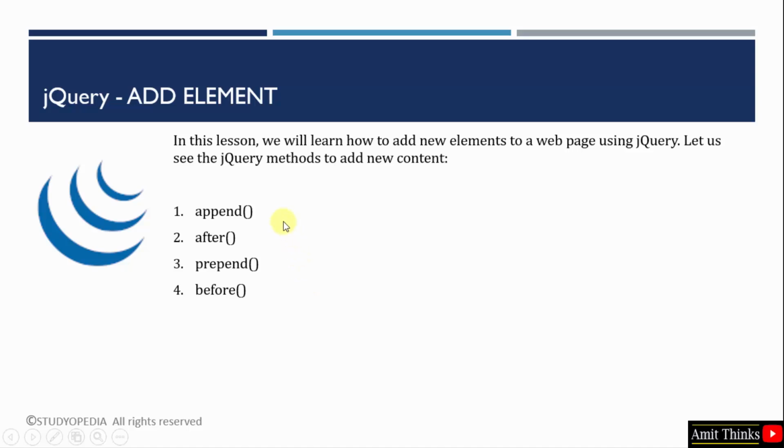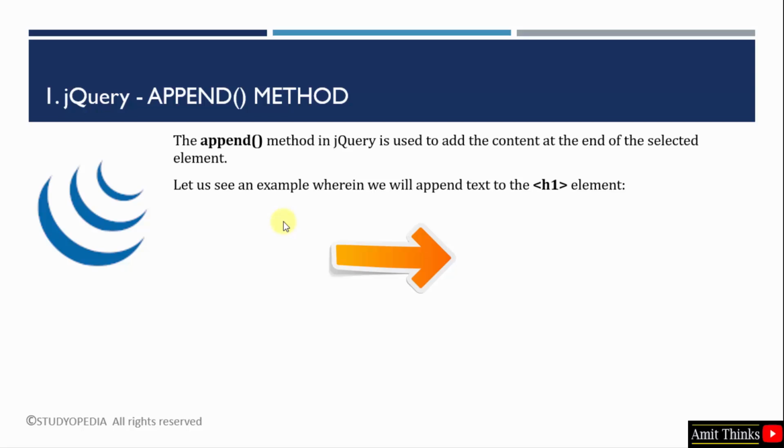Let us start with the append method. So if you want to add the content at the end of the selected element, that means to append. In layman language, use the jQuery append method. We will see an example wherein a text will get appended to the h1 element, that means heading level 1. Let us see the example.